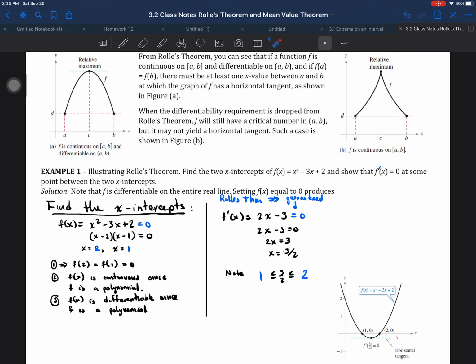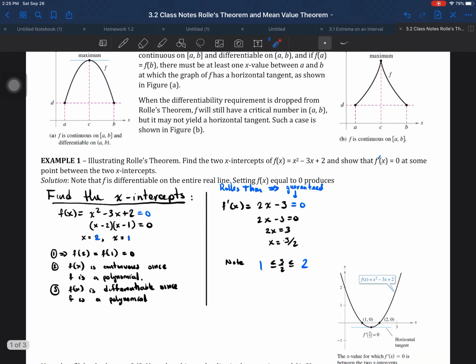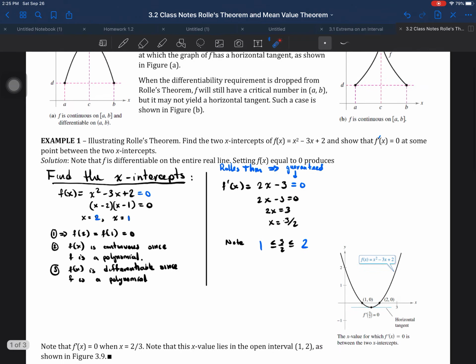So what we're going to do is add the 3, divide by 2, and we get x equals 3 halves. So Rolle's theorem guaranteed that this was going to give you an x value between 1 and 2. And we did, right? We found that value, x equals 3 halves. So Rolle's theorem guaranteed us, or it will give us our money back, that we will be able to find this x value. And so we did.